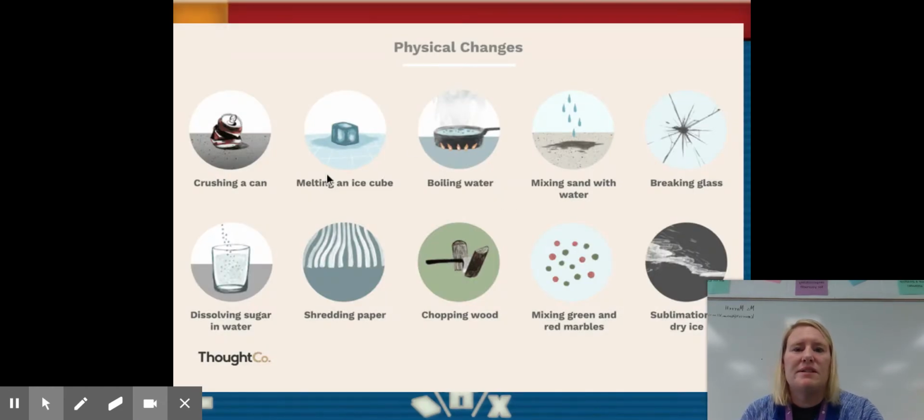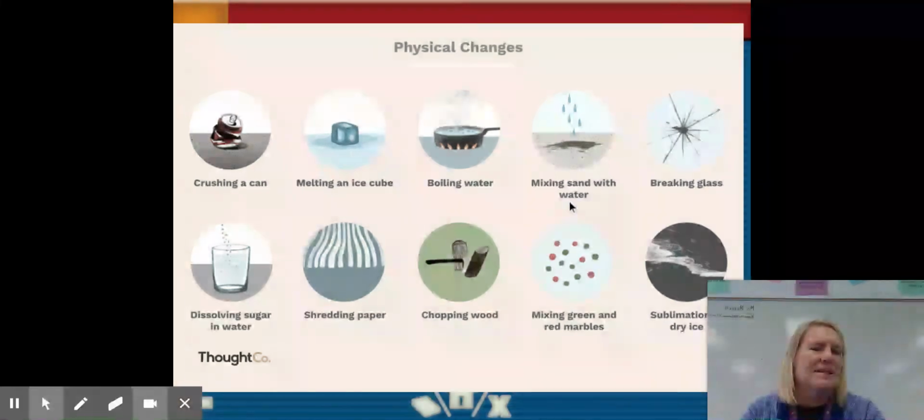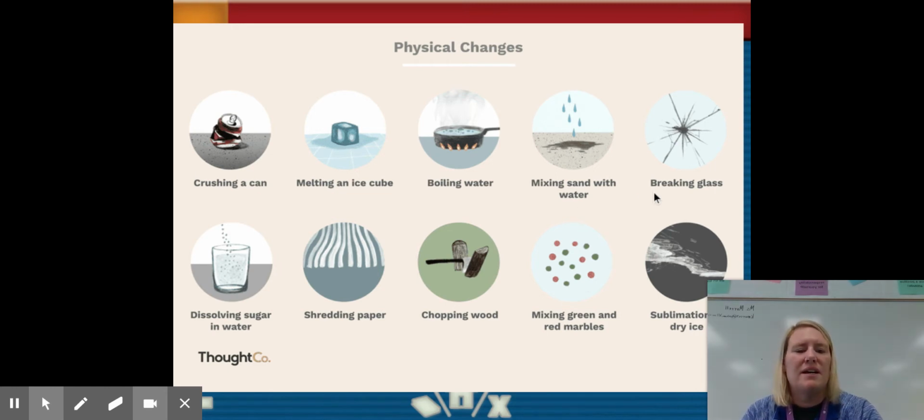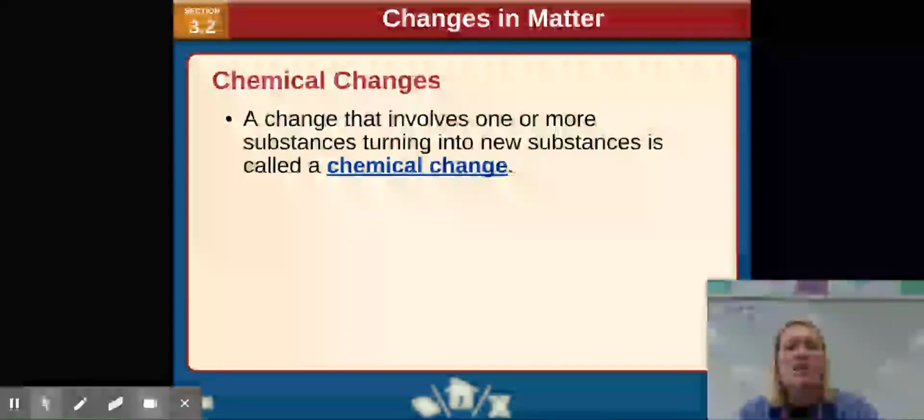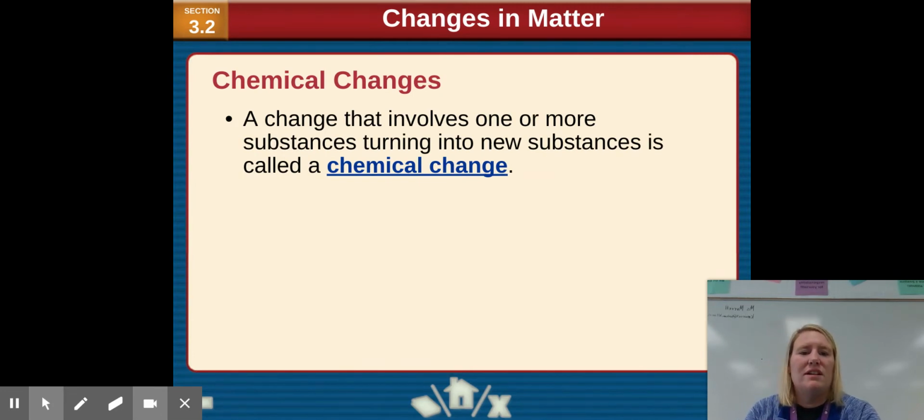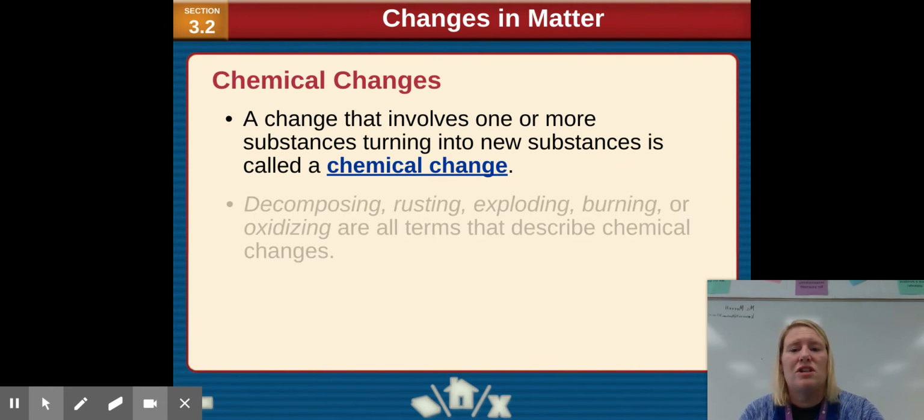Here are some examples of physical changes: crushing a can, melting an ice cube, boiling water, mixing sand with water, breaking glass. So these are all things where you still have the same chemical substance, but their physical properties are changing. A chemical change, on the other hand, involves one or more substances turning into new substances. That's called a chemical change.